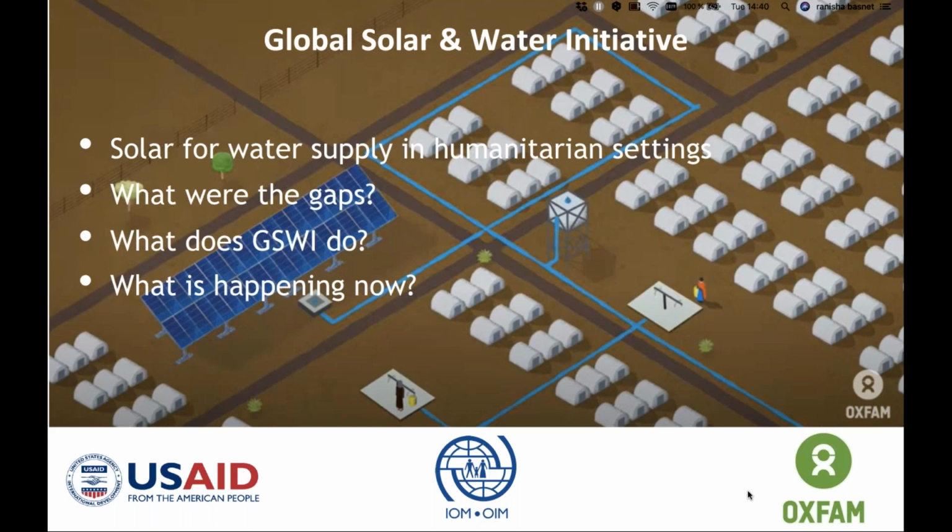Traditionally, humanitarian operations have been reliant on diesel fuel for water supply. And some years back, there was a realization that there was a need to adopt a different way of supplying water in humanitarian settings. Generators were expensive to run and were coupled with other challenges of fuel theft and fuel mismanagement.